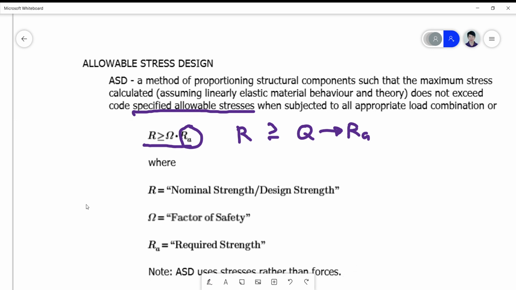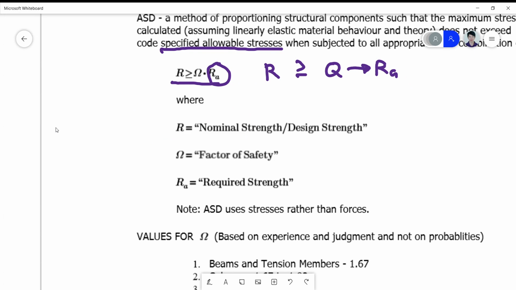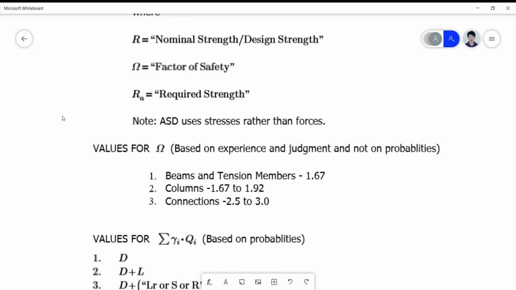So if you look into the allowable stress design procedure, the process is simpler as compared to the other procedure we will be discussing. Take note that ASD uses stresses rather than forces, but if you want to use forces, it's okay, it's fine. Only for standard code regulation, they normally give you allowable stresses instead of allowable loads.